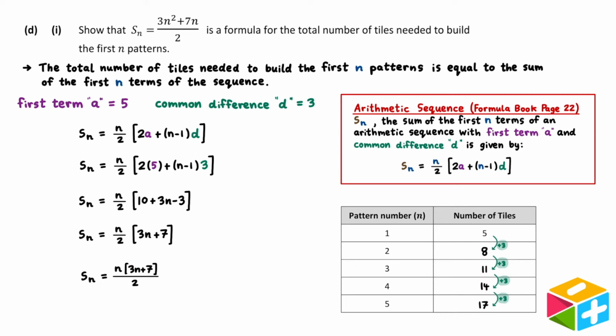Our final step here is to multiply out the brackets. N times 3n is 3n squared, and n times 7 is 7n. So we have shown that Sn is equal to 3n squared plus 7n all over 2. And this is precisely what the question wanted us to do.